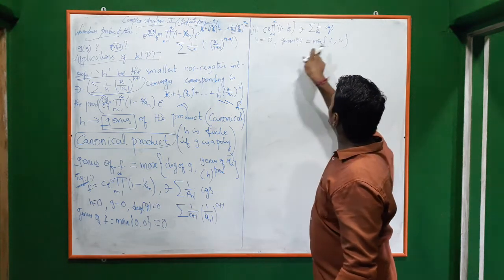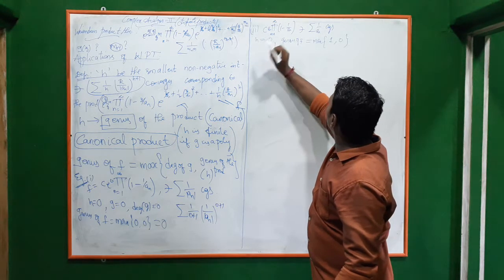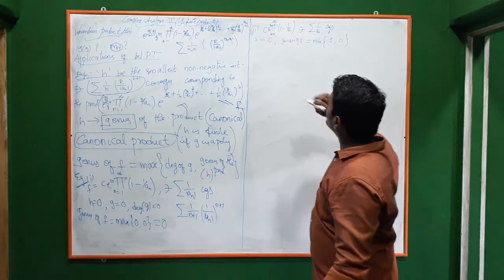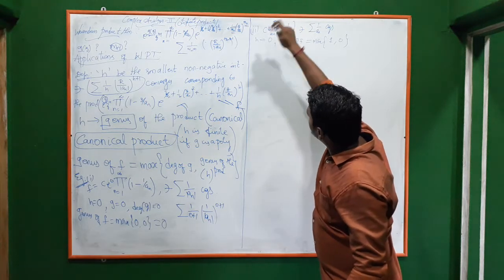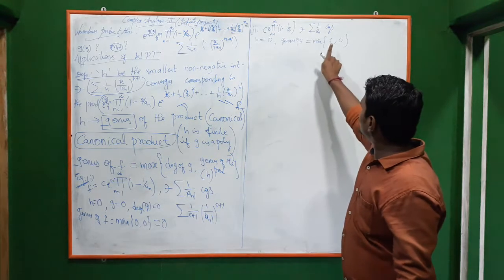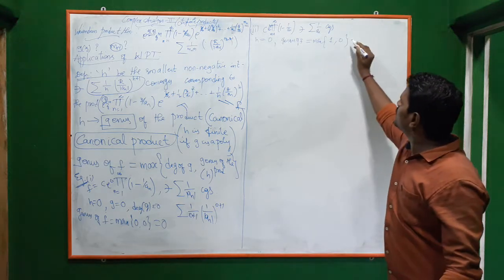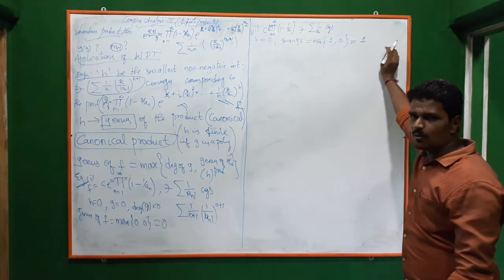Correct? Why is it 1 here? Sorry, we can't put 1. Here it is z. Whether it is e or e to the power 0, this will be 0 only. But if there is e to the power z, then this will be 1. So in this case, the genus of f is 1 here.